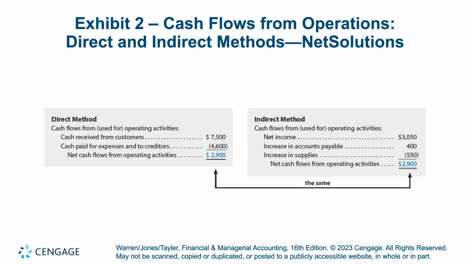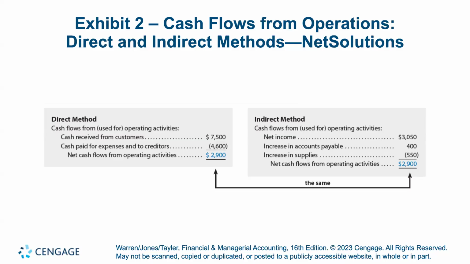So here's the two of them side by side. This company has it nice and easy. So this is the section that is for operating activities. Remember the other two sections, financing and investing, will be the same either way. So with the direct method, it shows cash received from customers, cash paid for expenses and to creditors, gives them a net cash flow of $2,900.